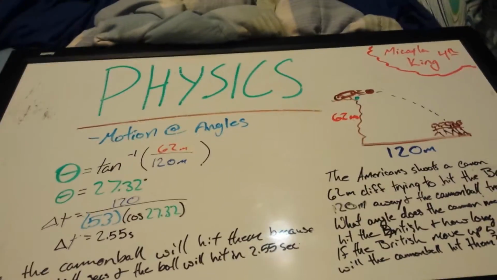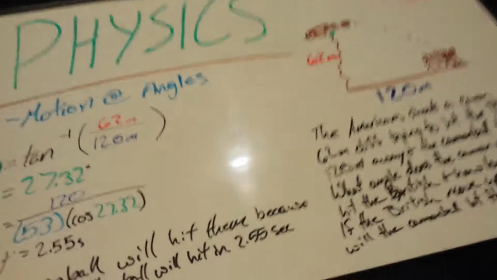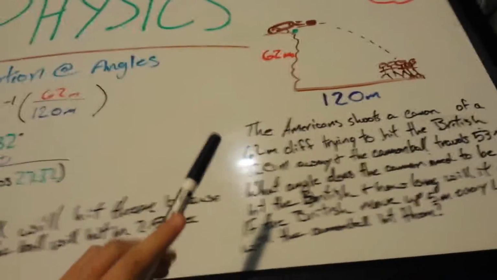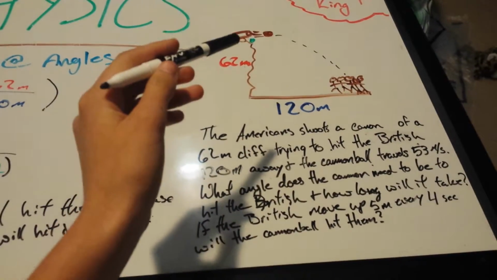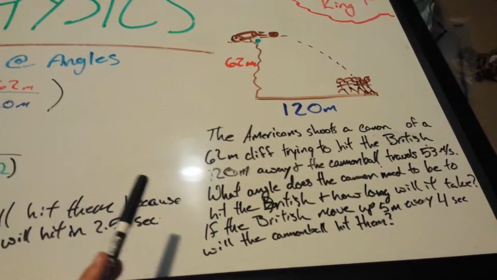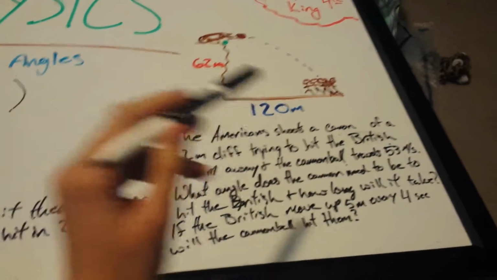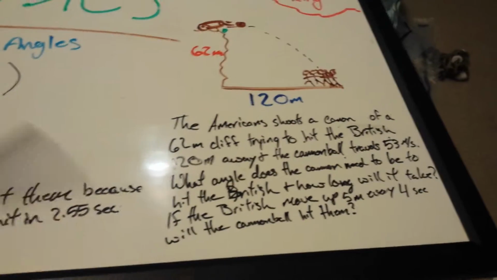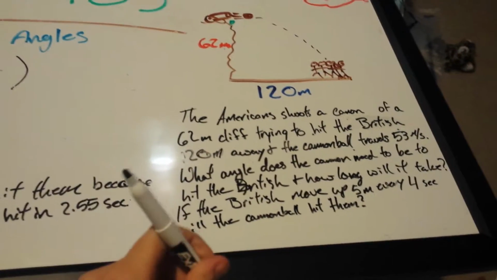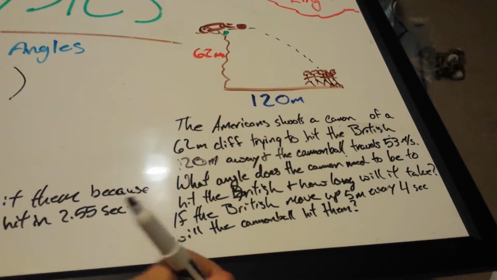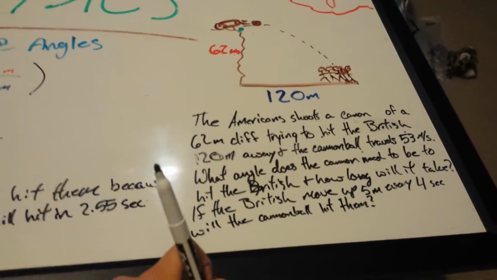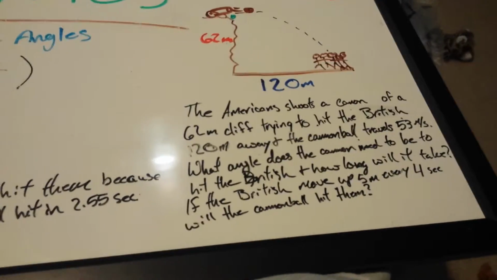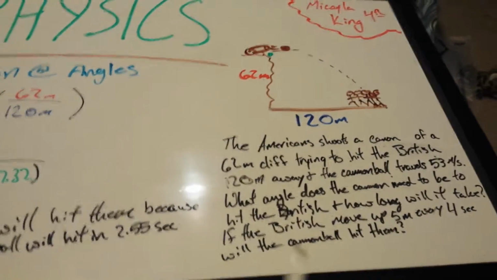Okay, so my sixth topic is motion at angles. And so my example is the Americans shoot a cannon off a 62-meter cliff, trying to hit the British 120 meters away, and the cannonball travels at 53 meters per second. What angle does the cannon need to be to hit the British, and how long will it take? And if the British move 5 meters every 4 seconds, will the cannonball hit them?